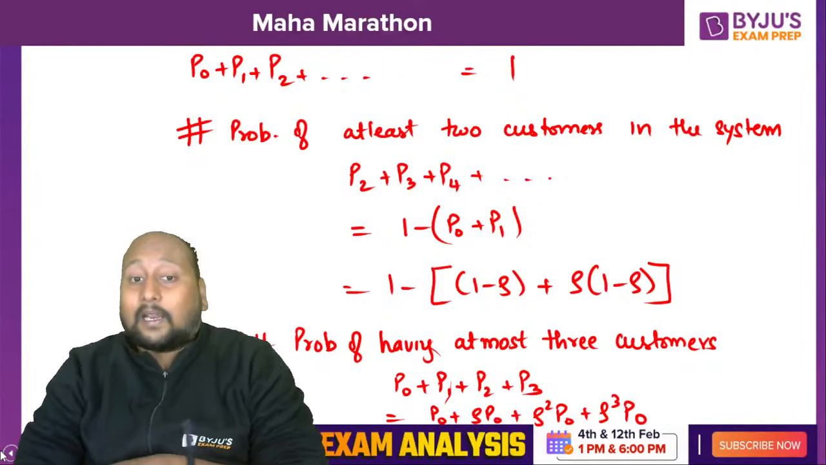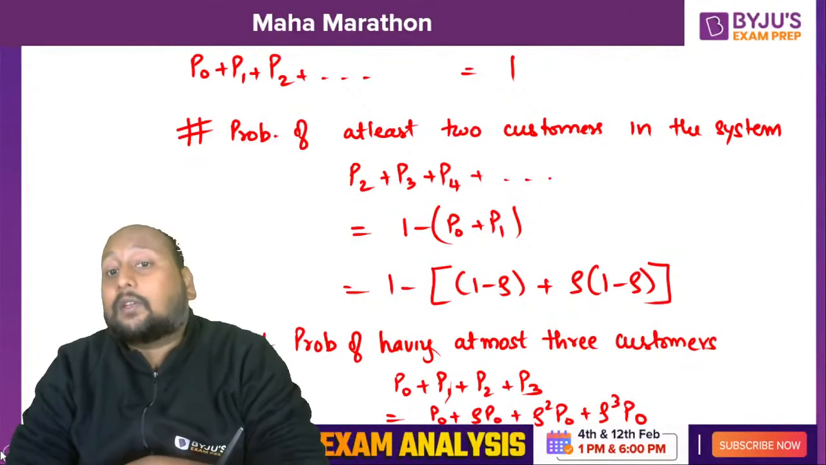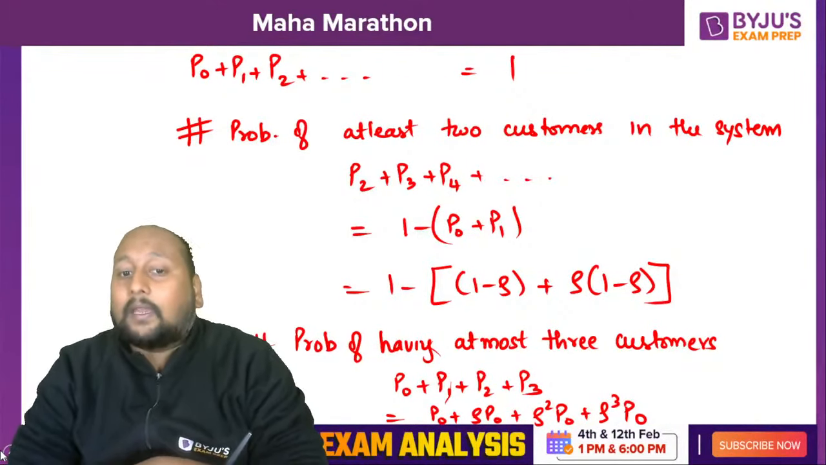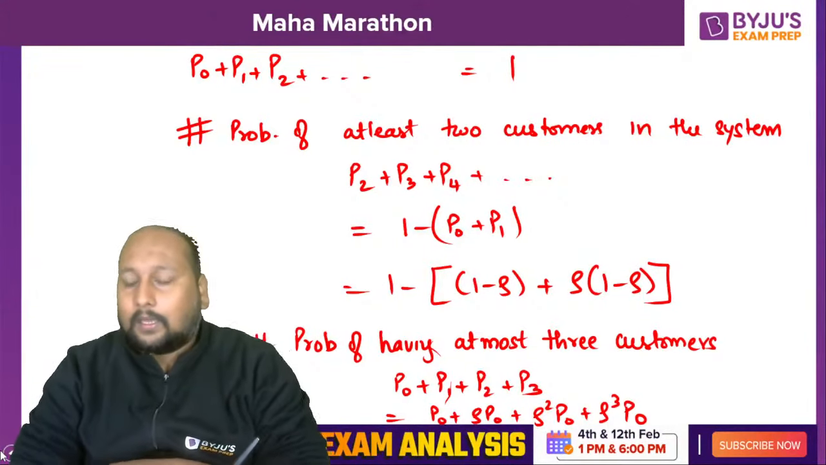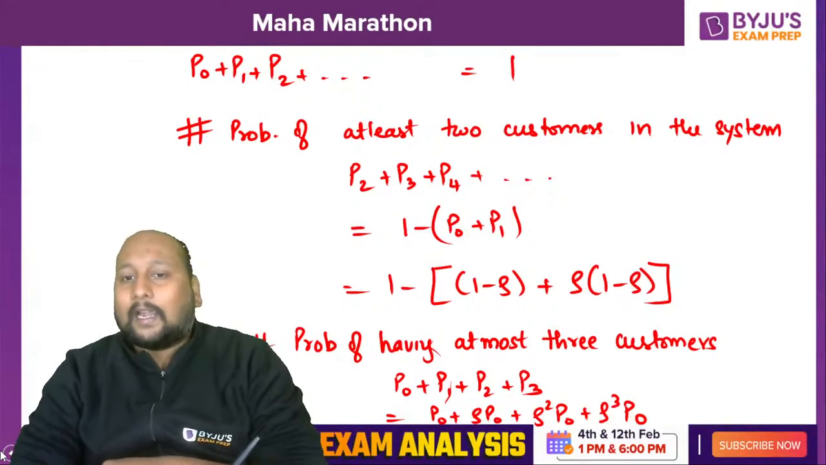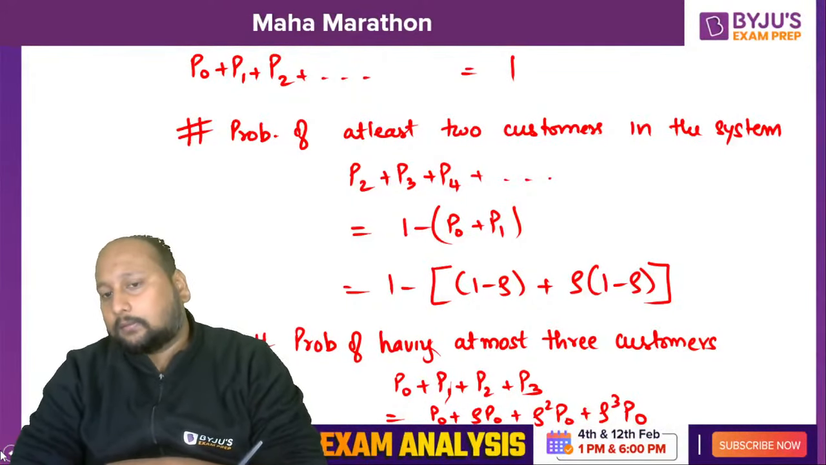If I'm writing, what is the probability of having at least 3 customers, then it will be 1 minus P0 plus P1 plus P2 plus P3. Okay, understood? There's a difference between at most and at least.